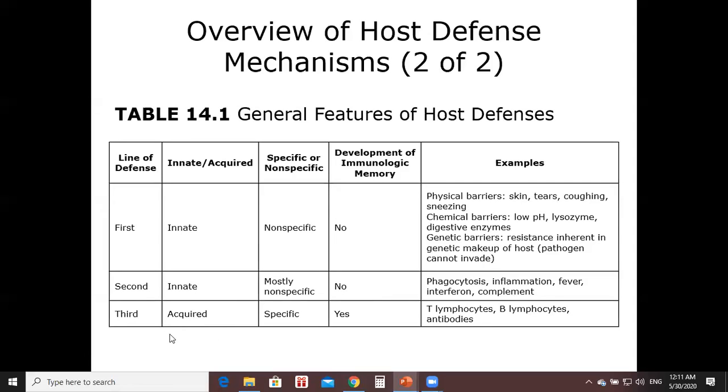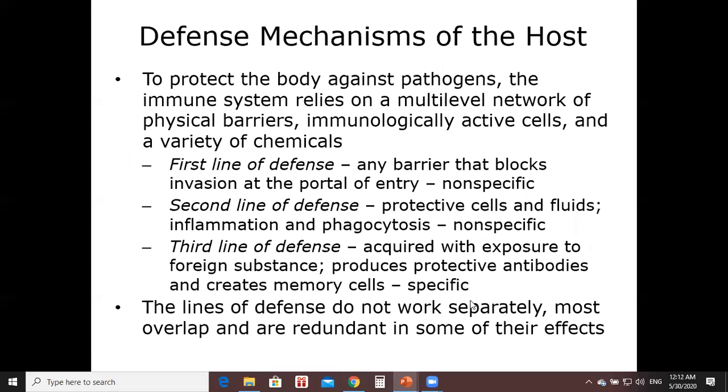The third line of defense is acquired. This is specific, so it's specific for a certain microorganism or a certain invader. You can develop a memory of that. And this is where you have the T lymphocytes, B lymphocytes, and the antibodies.